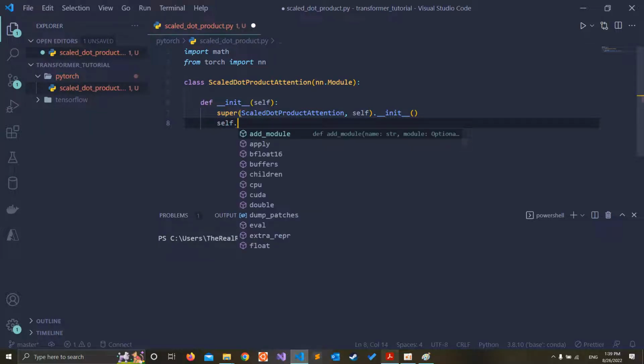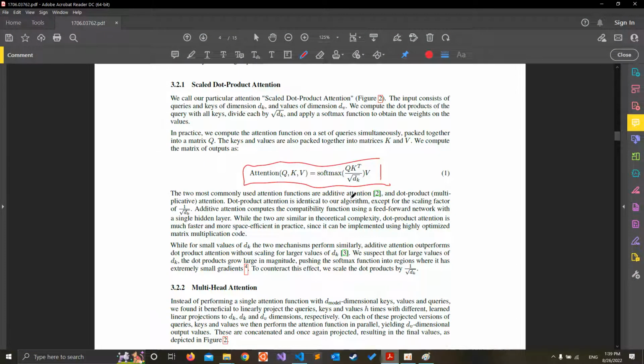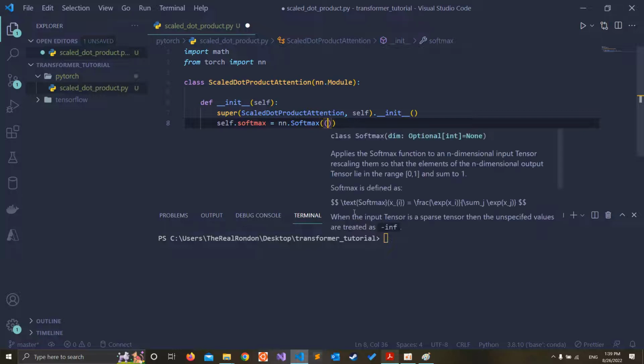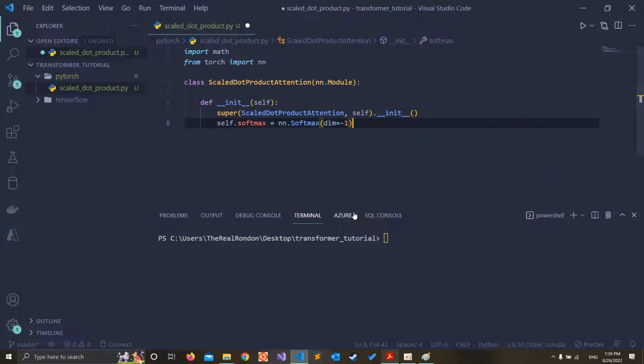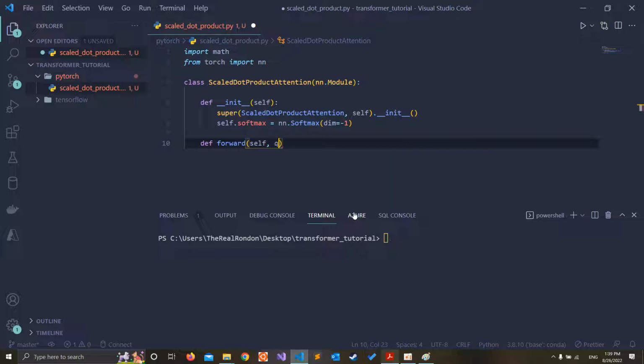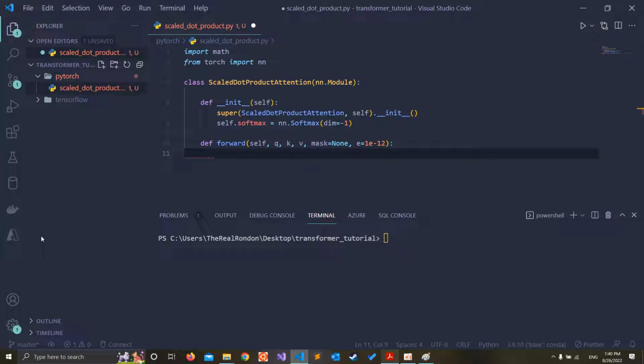After calling the super, now we need to use that softmax that was introduced in this formula. To use a softmax, we are going to use the softmax of PyTorch. So we are going to say softmax is equal to nn.Softmax with dim equal to -1. Then we are going to define the forward, how the forward is happening in this layer. So we have self, a query, a key, a value, and a mask option, and then we have an e, which I will introduce to you in some seconds in the future. This is the forward method.